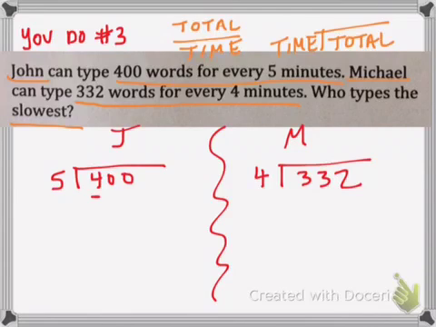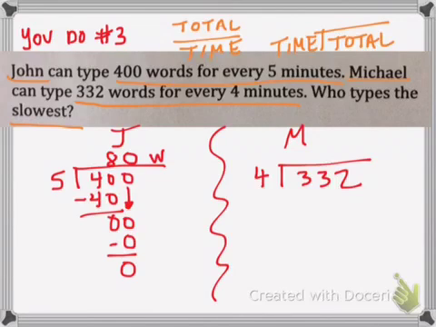5 cannot go into 4, but 5 can go into 40, a total of 8 times. 8 times 5 is 40. I subtract, and then I bring down my 0. 0 divided by 5 is 0. 0 times 5 is 0. So John can type a total of 80 words per minute.